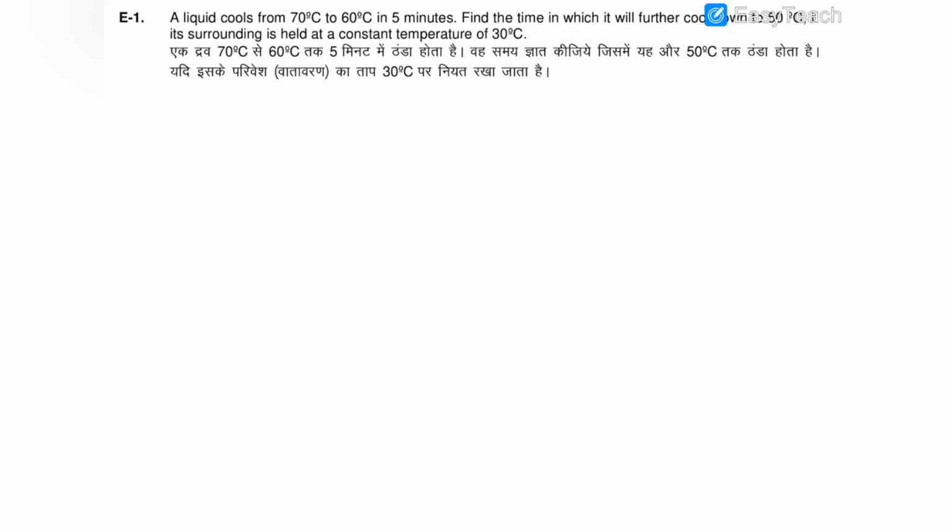In this question, it is given that there is a liquid which cools down from 70 to 60 degrees Celsius in 5 minutes. And we have to find out the time which it would take to further cool down from 60 to 50 degrees Celsius. It is given in the question that the temperature of the surrounding is 30.